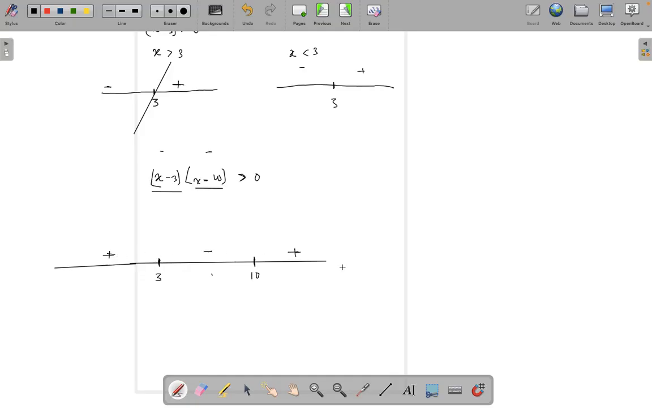So all the negative values will be between 3 and 10. Right. And this is a quadratic equation. It will look like this. Let me shift this to here. Okay. So it will have two zeros.